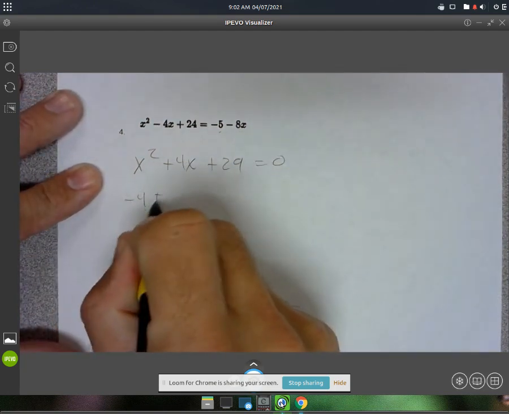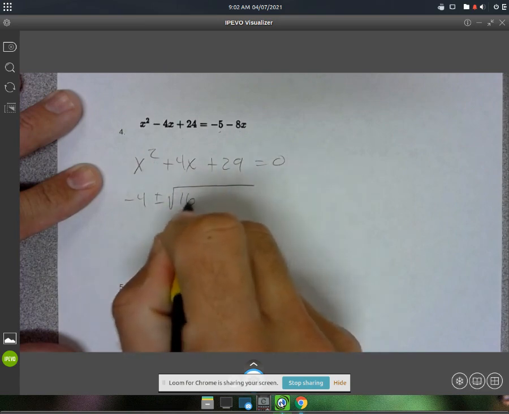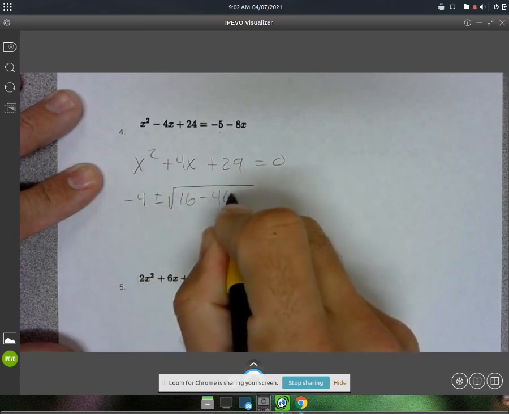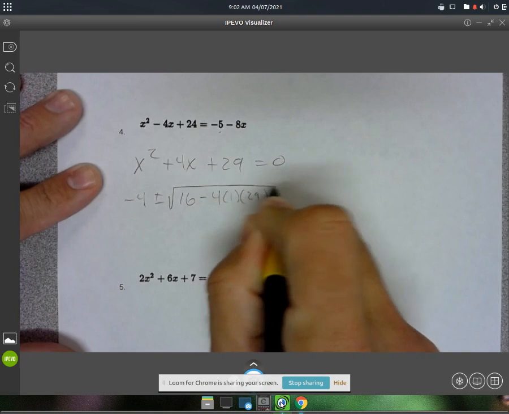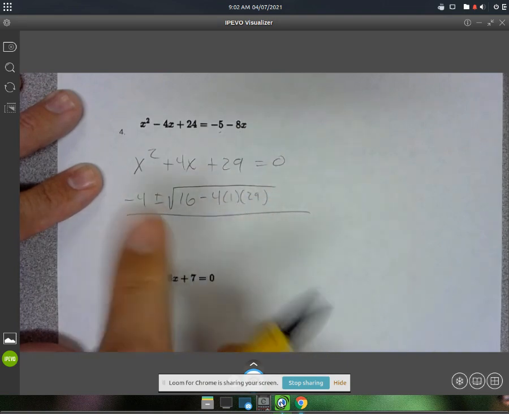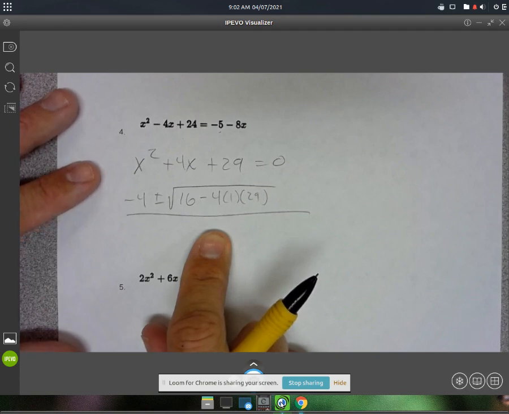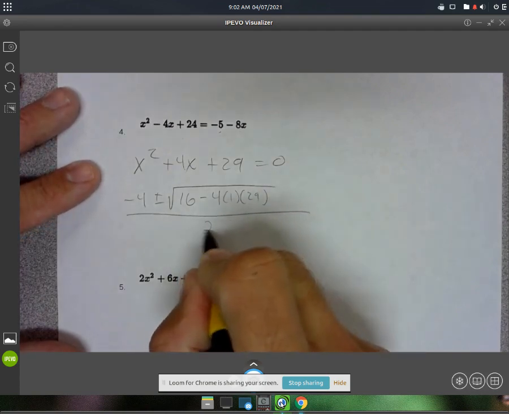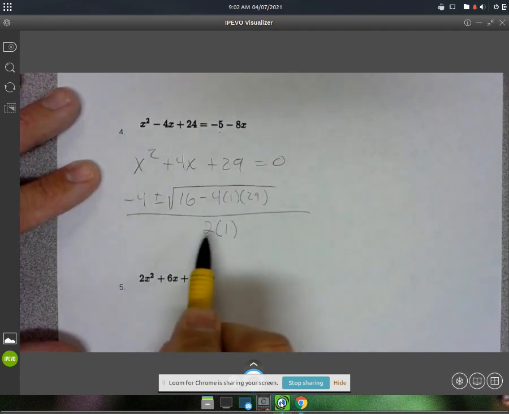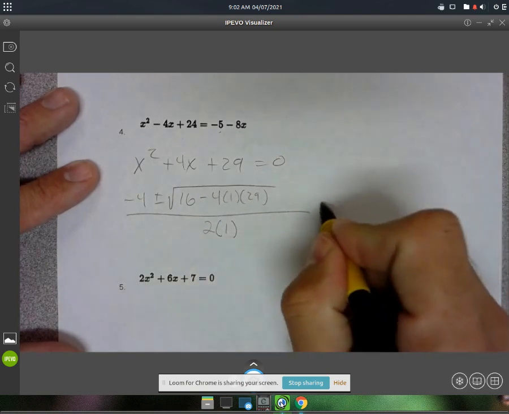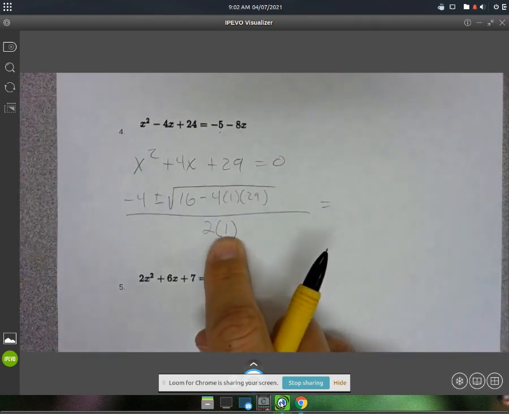Negative b plus or minus the square root of b squared minus 4ac. I think we're going to get all the same numbers. Now on the bottom here, I think you said you got an 8. Maybe you got an 8. So this will be 2a, so it's actually just going to be a 2 in the bottom. That may have been one of the issues.